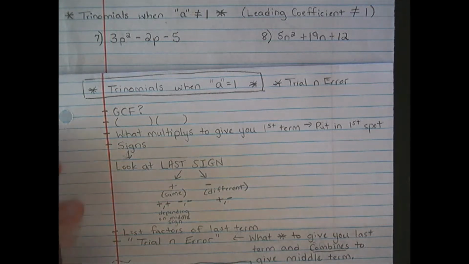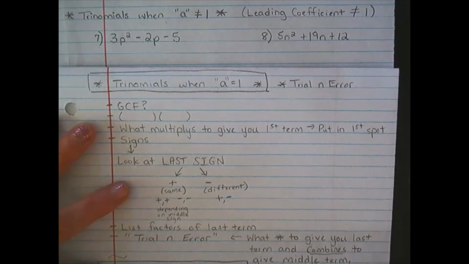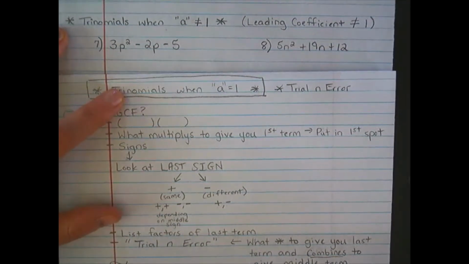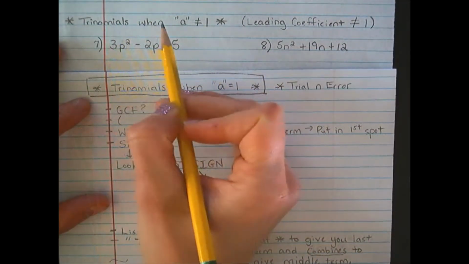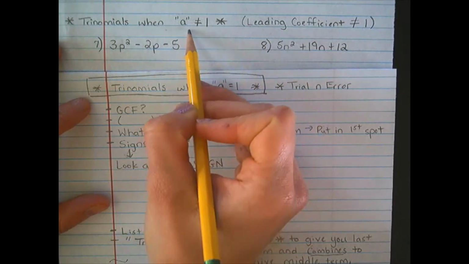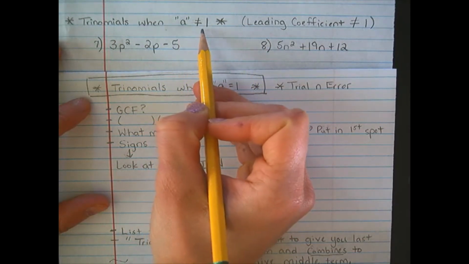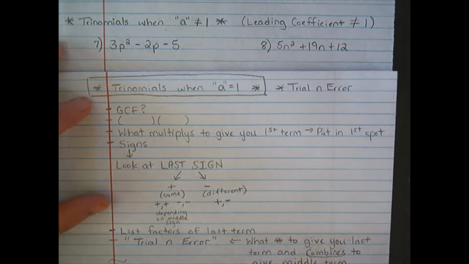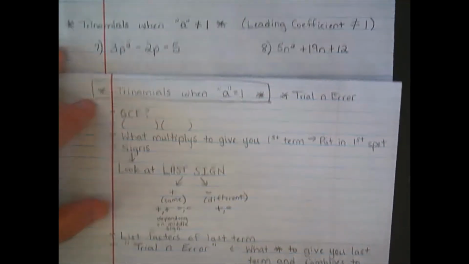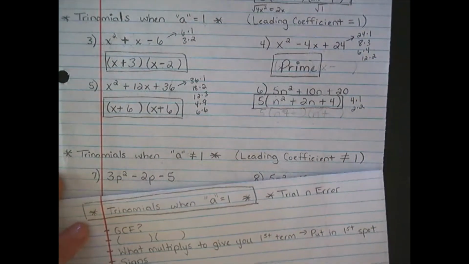The last thing that we will be reviewing is what to do when you have to factor a trinomial when the leading coefficient is some other number other than 1. Okay, so these are the ones that take a little bit more work. They're not quite as quick as the ones that we did yesterday.